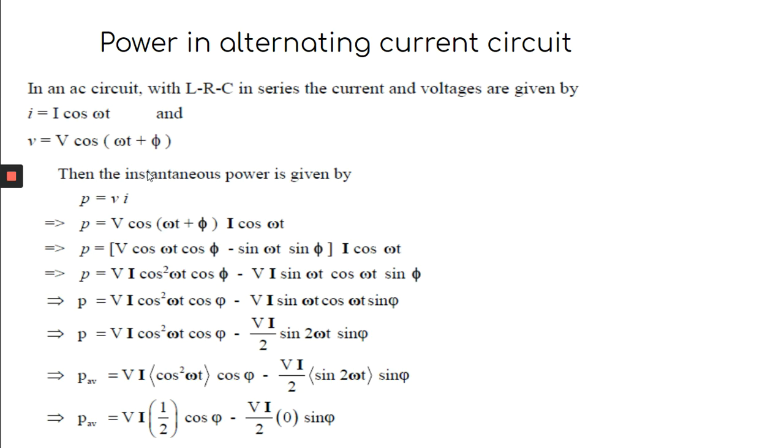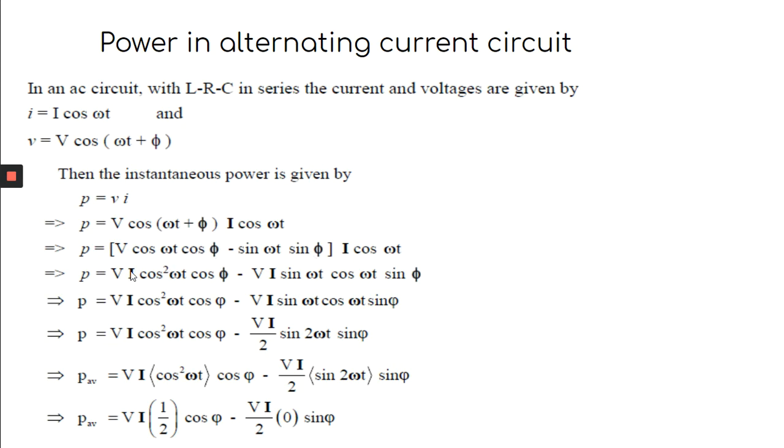To find the average power, let us write this as V cos omega t into cos phi minus V sin omega t into sin phi. You can take this bracket here, so this into I cos omega t. It is just a multiplication, using the form of cos(A plus B), which we write as cos A into cos B minus sin A into sin B, then multiplied by I cos omega t. And what is this value?